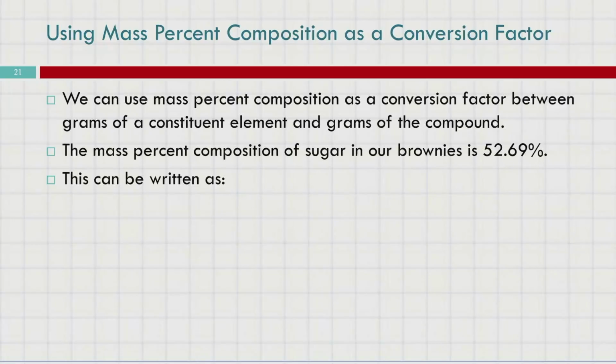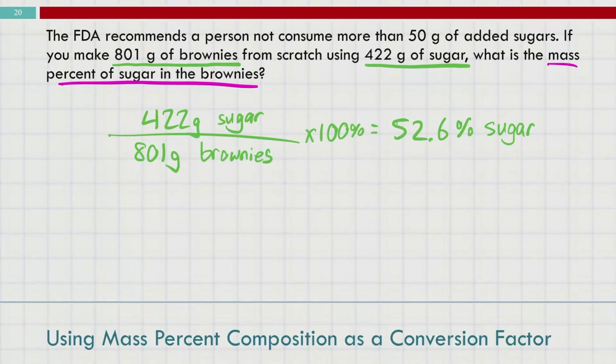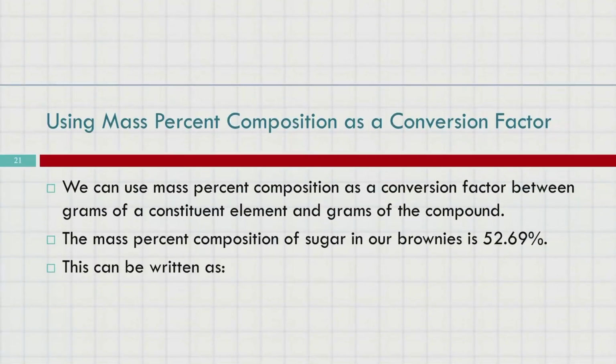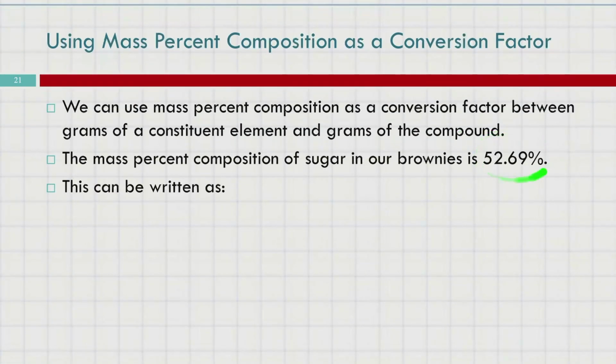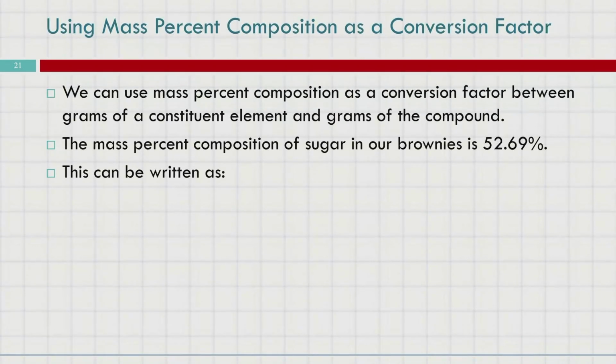So we calculate the mass percent composition of the sugar in the brownies. I rounded mine a little bit differently in this example up above for 3 significant figures. Let's say that we rounded it off for 4 significant figures, we had a better scale or something. Another thing that we can do is we can use that 52.69%. We can use this as a conversion factor to calculate the amount of brownie that we can eat.